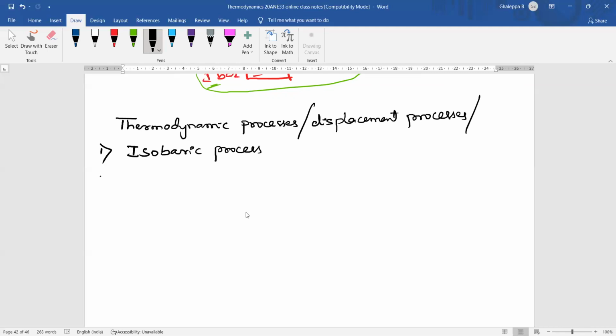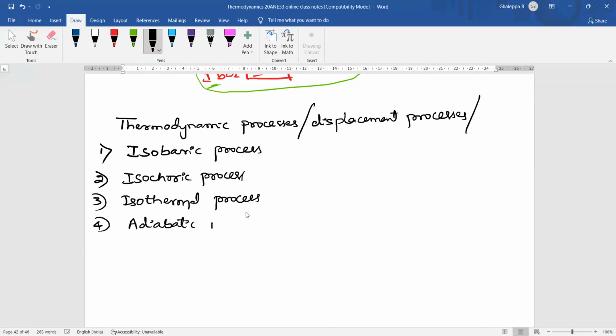Later I will discuss the definitions and I will give a hint on how to remember all these thermodynamic processes. Isobaric process. Second one is isochoric process. The third one is isothermal process. Fourth one is adiabatic process. Fifth one is polytropic process. These are the names of the processes. Some books may use the words isobaric displacement process, isochoric displacement process, isothermal, adiabatic, polytropic displacement process. That is the first point.